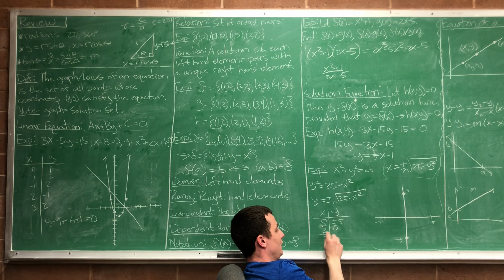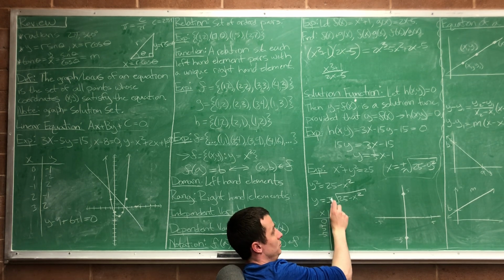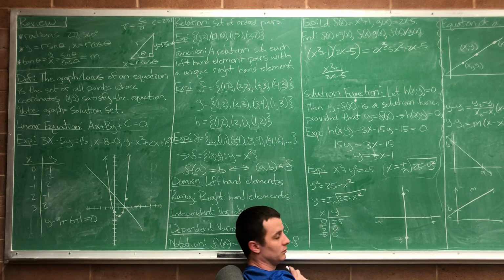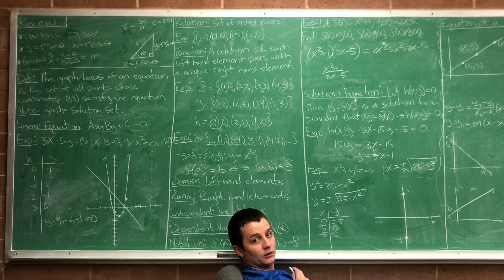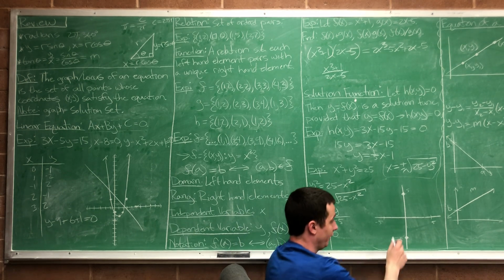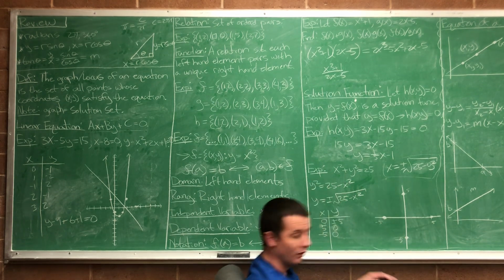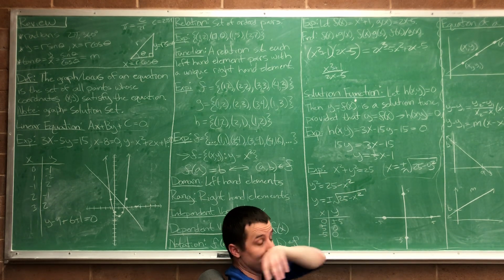When x is negative 5, what do we get? Also 0. Negative 5 squared is 25. 25 minus 25 is 0. Square root of 0 is 0. Plus or minus 0 is just 0. And that's okay because it's 2 different zeros. Okay, so 5, 0, and negative 5, 0. So this point's on there, and this point's on there, right?